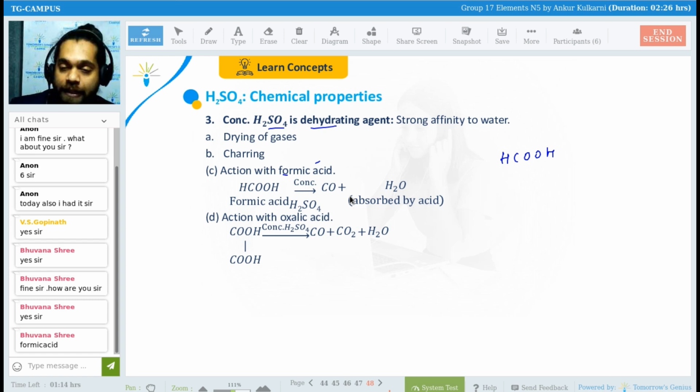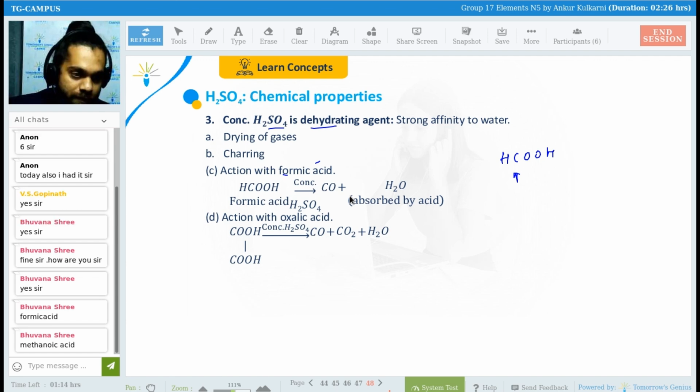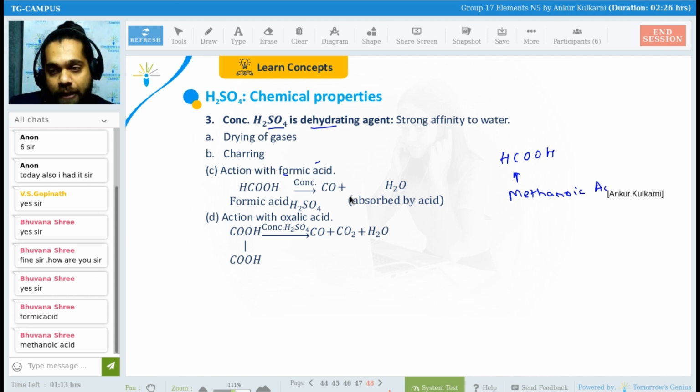Okay. How many carbon are there? One carbon compound. What do we call it? Prashanti, one carbon compound. Meth. Correct? That is methane. So meth, and you have the oic acid. So it is methanoic acid.